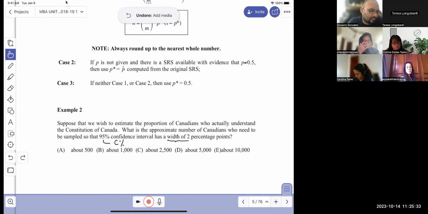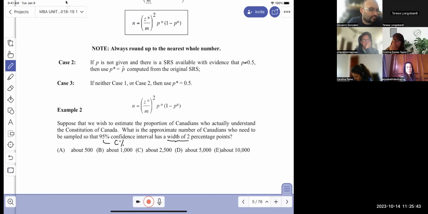Actually, so I want to use that. So the n I want to find is equal to a Z star. So Z star is going to have to be for 95%. And then I need M. So M is the margin. The margin is half of the width. All right, so that's how you figure that out.